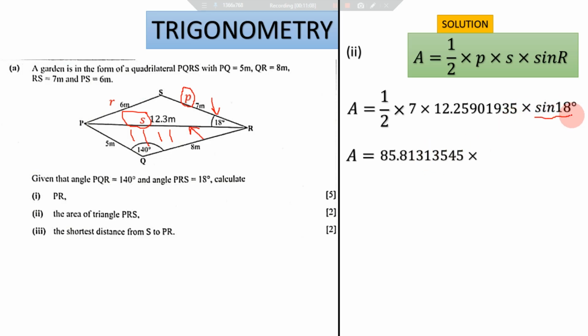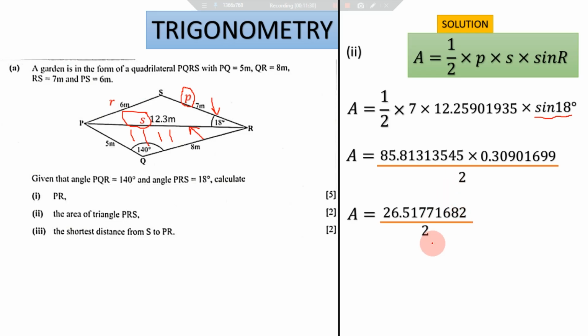Then punch on the calculator sine 18 degrees. We have this value. You've seen that I'm not rounding off my values. Divided by this value, the 2. So area will be equal to, first of all, I need to multiply these two on top. I'm going to get 26.51771682, then being divided by 2. Now I can divide by 2, and this is the answer.